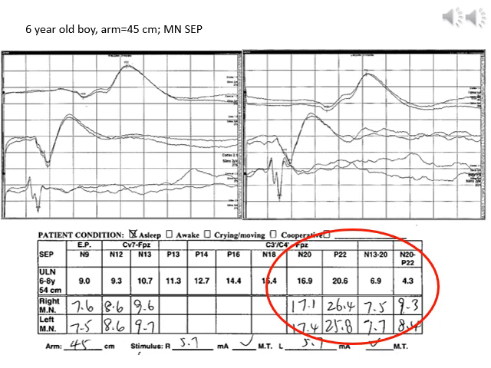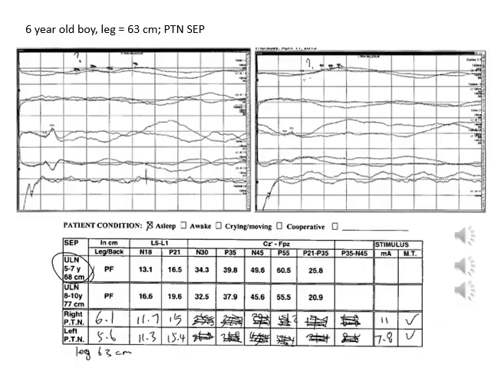So the interpretation of this study is that it's an abnormal study due to bilateral interpeak latency delays of the N13 to N20 and the N20 to P22, which are interpreted as central conduction delays in cervical spine to cortex, represented by the N13 to N20 numbers, and then an intracortical delay or a cortical dysfunction as indicated by the N20 to P22 numbers. This is the posterior tibial nerve recording in the same 6-year-old boy.